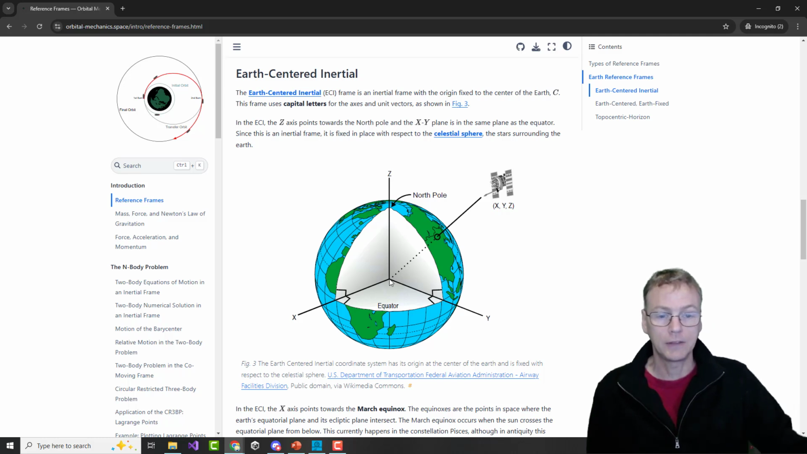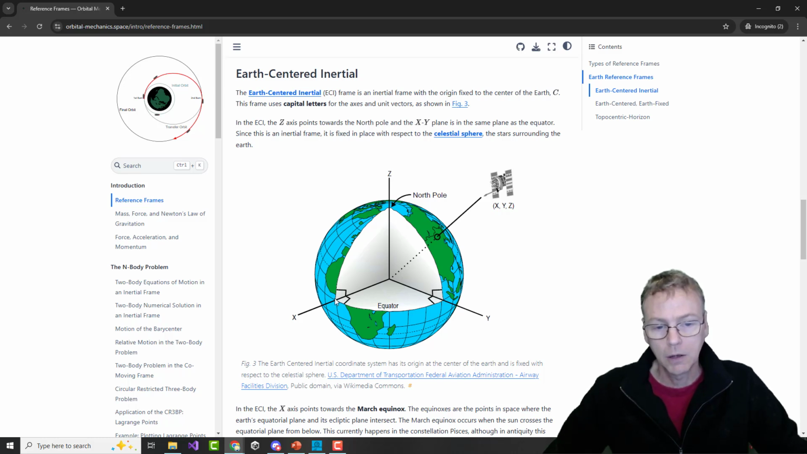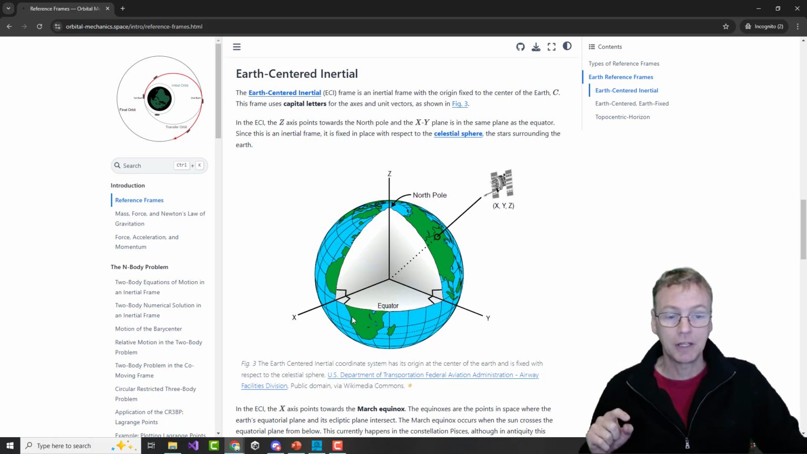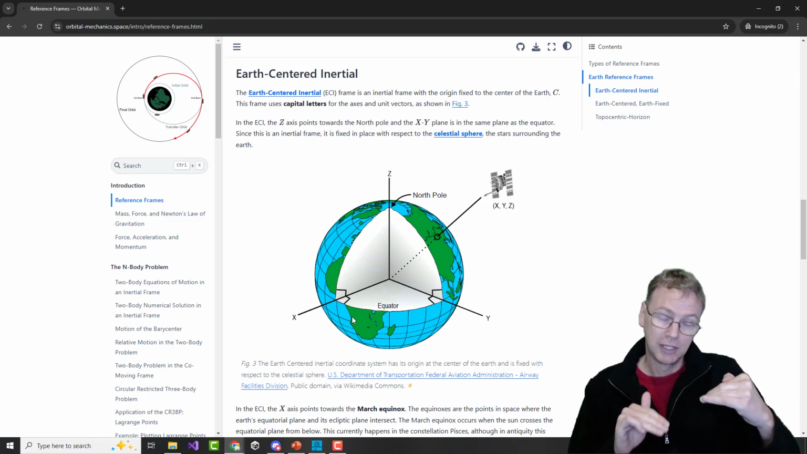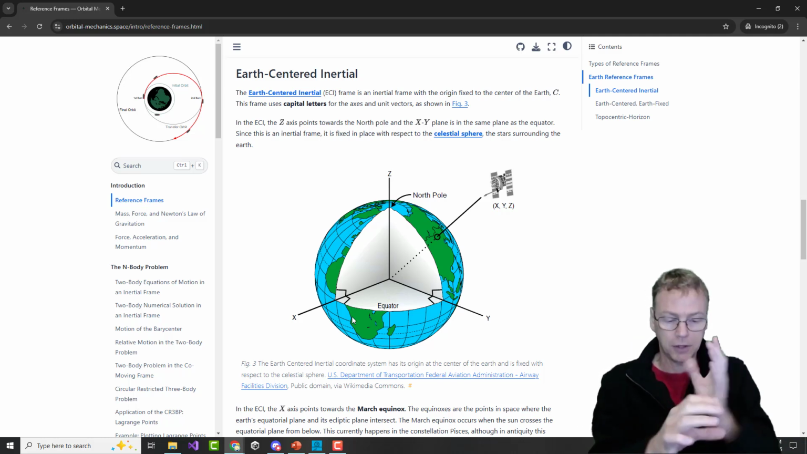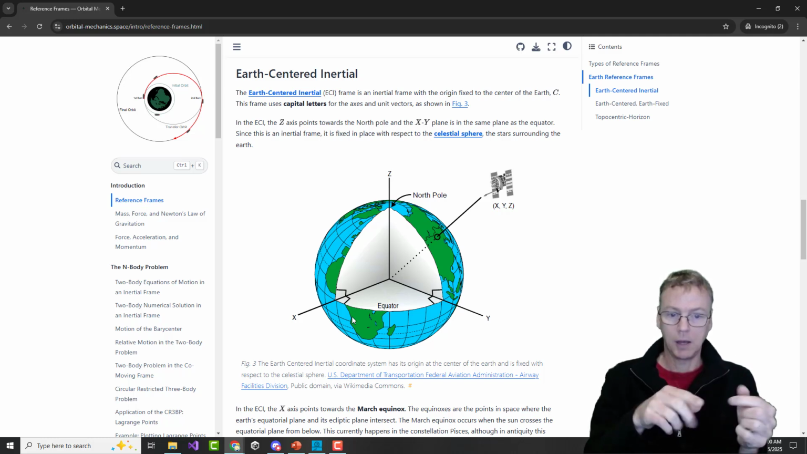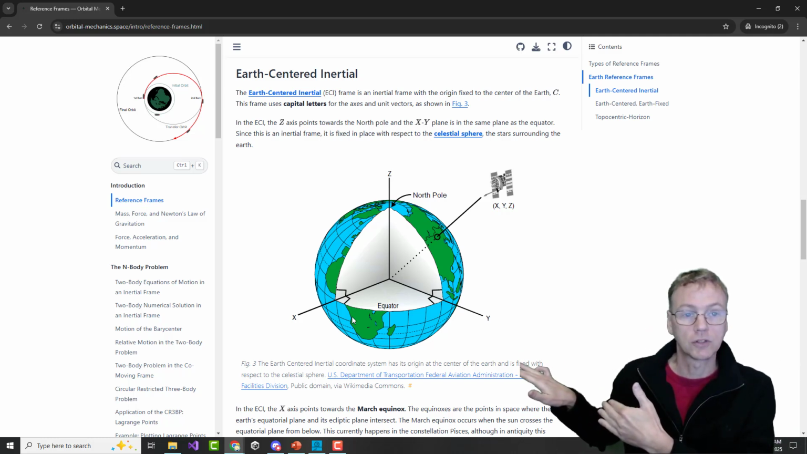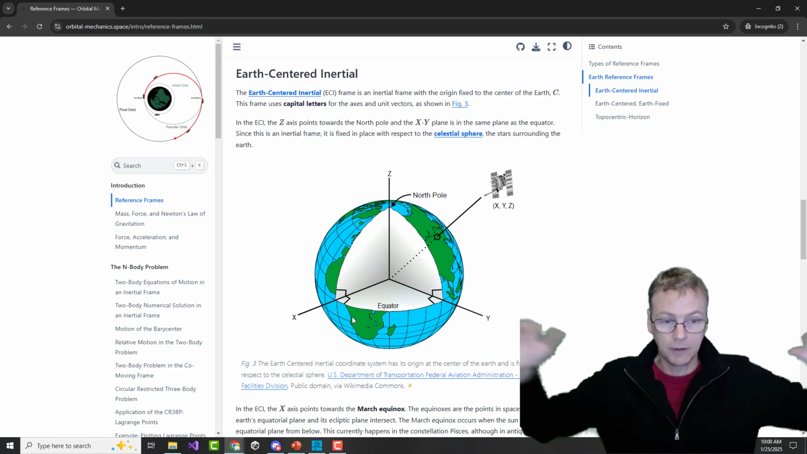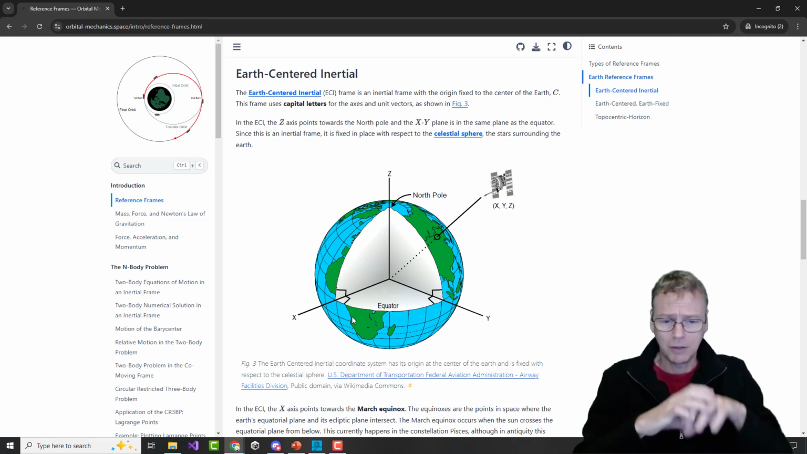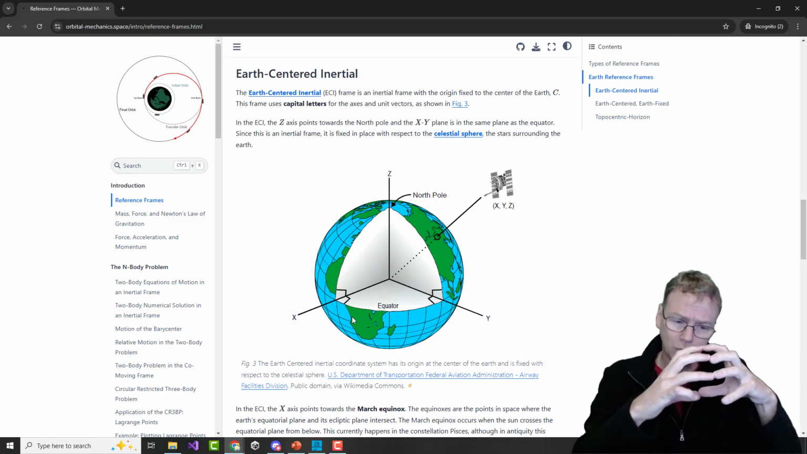So that means that this x-axis that we currently have poking out through Africa there would not stay on Africa. If it is inertial, it does not rotate with the Earth. It's not just stuck to the Earth there. The Earth would rotate, and that axis would point out towards a fixed star. Right? The stars are not rotating around us. Obviously, the Earth is rotating.